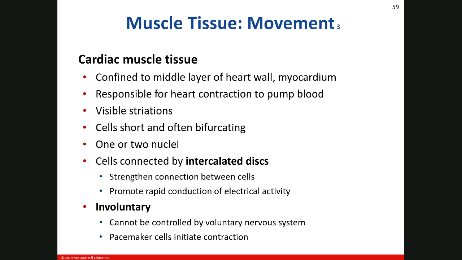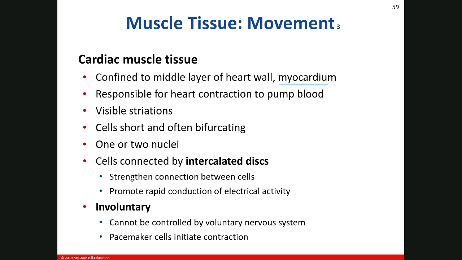The second type, cardiac muscle tissue, is found in one place only: the heart. You can figure that out from its name. Cardiac, you're thinking heart. Specifically, it's in the middle layer of the heart, which is called the myocardium. It's the middle layer and it's the thickest layer of all three layers of the heart.